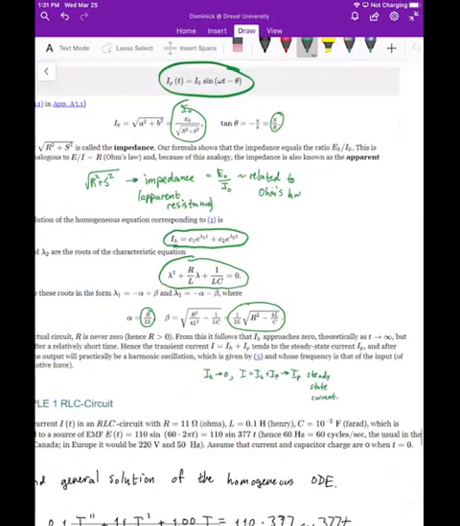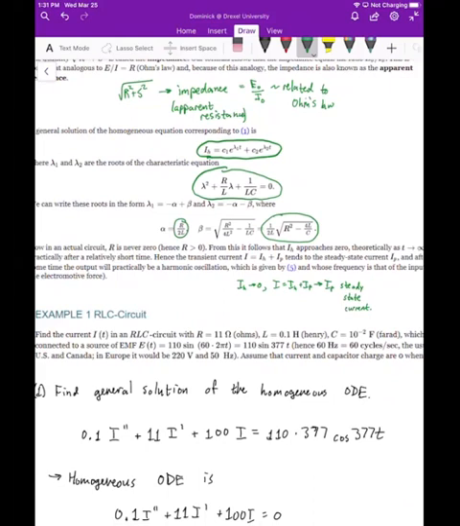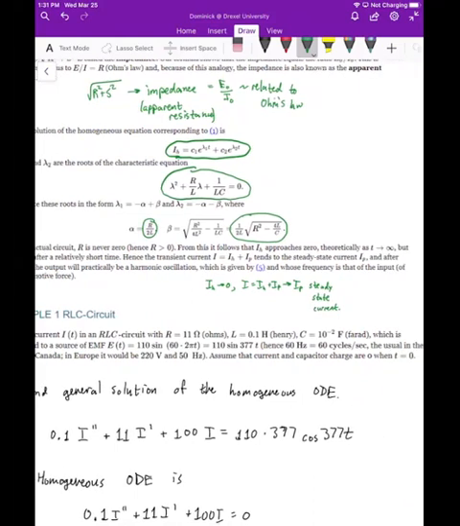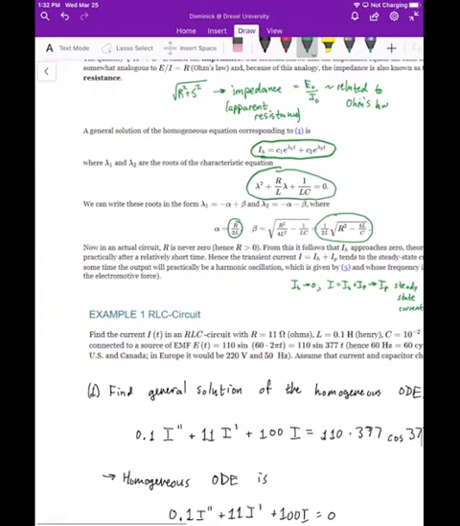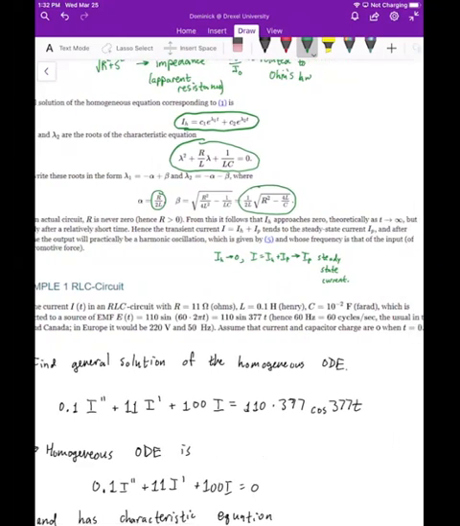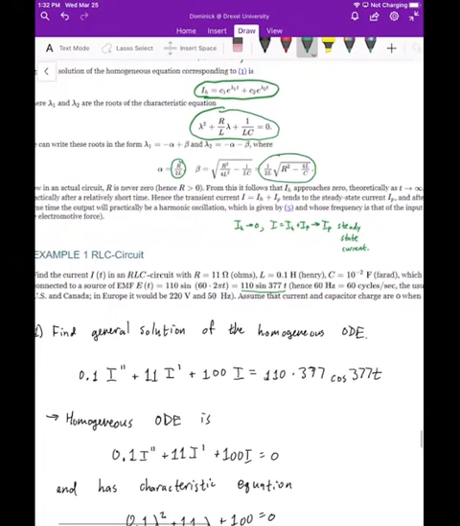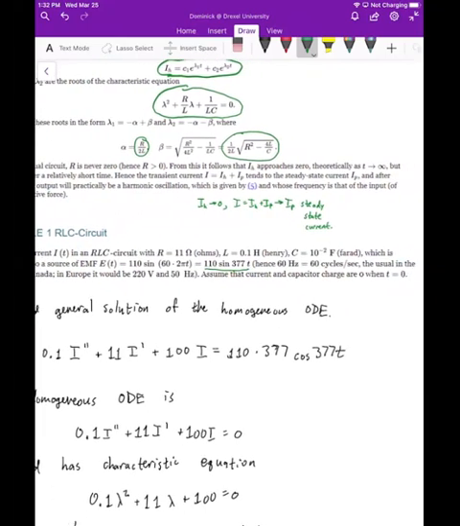Okay, so let's look at an actual example of this. In the first example, we're going to find the current in an RLC circuit with a resistance of 11 ohms, 0.1 henries, and 10 to the negative 2 farads. All right, so this is connected to a source where our E of t is 110 times sine of 377t. We're doing a little bit of rounding here, but this is what I'm going to use. Later, we're also going to assume that the current and capacitor charge are 0 when t equals 0. That will help give us our initial conditions later on.